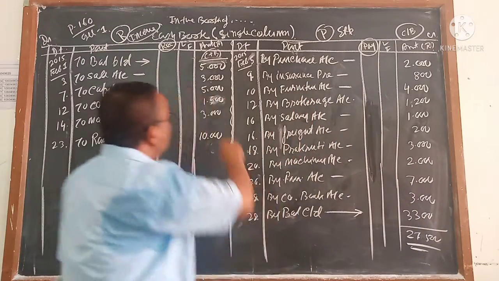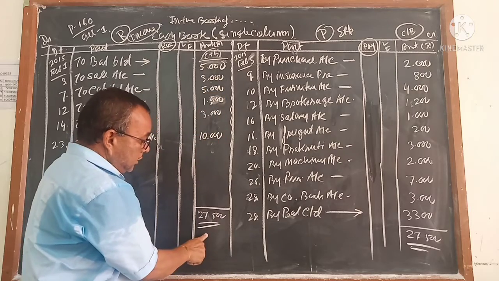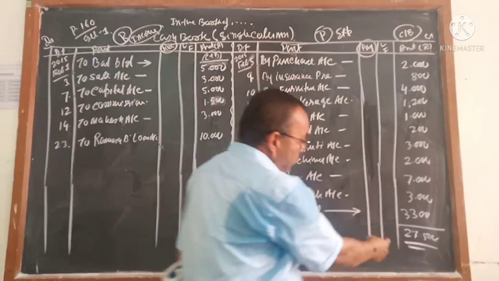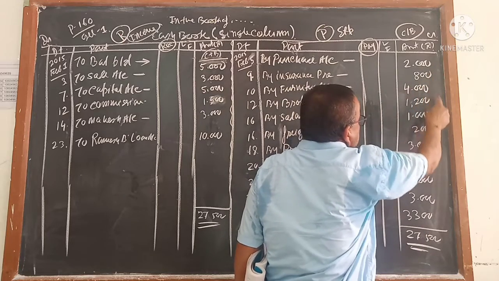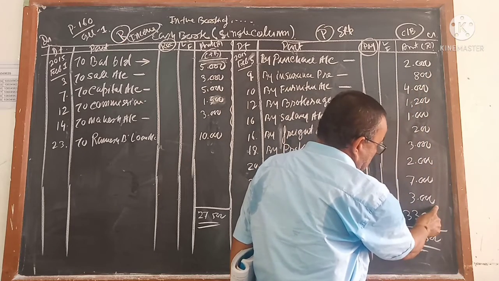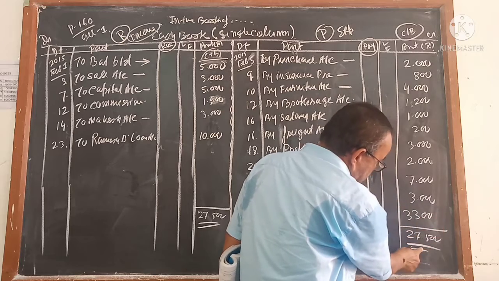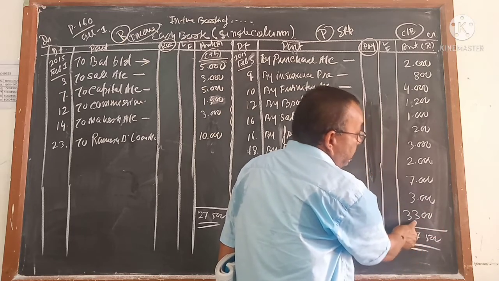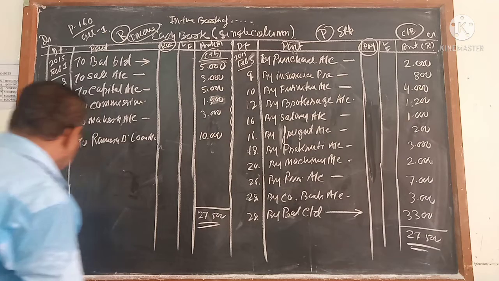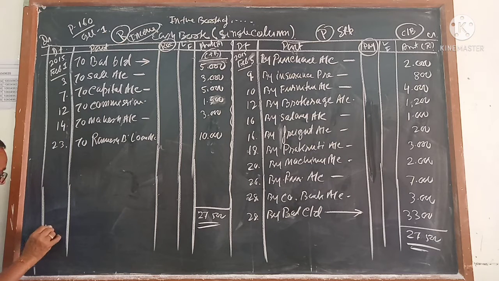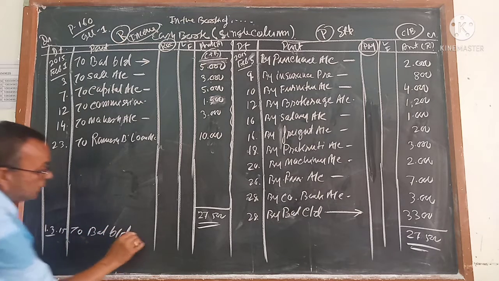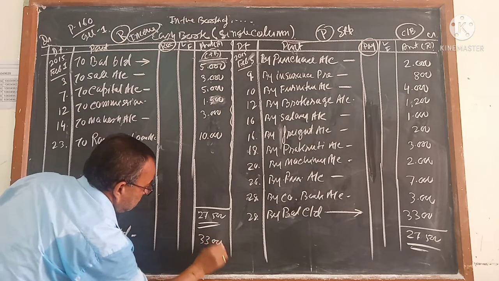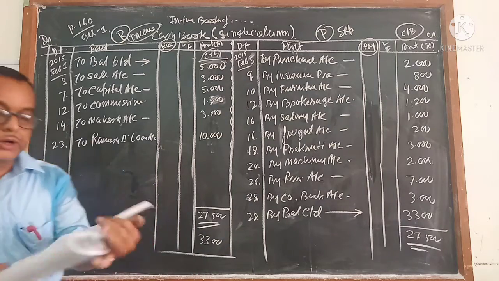Once again you look at the board. This side total you add, write, close it. Same total you write on the opposite side. Then you add this. Whatever comes up to here, you deduct from here, and you will get the difference of this 3,300. That you write next day, to balance BD. Up to here you have to do.